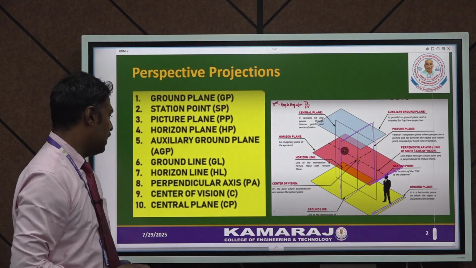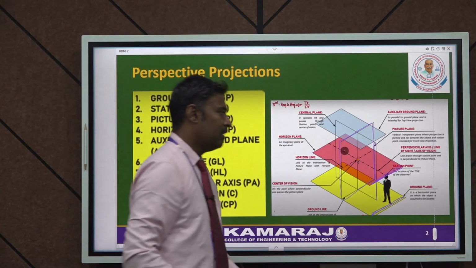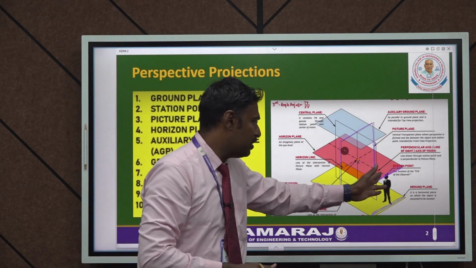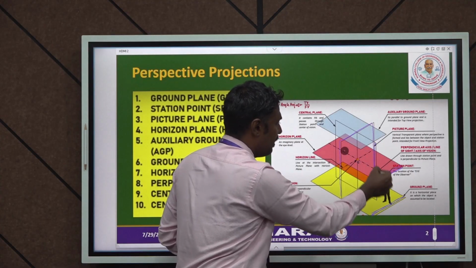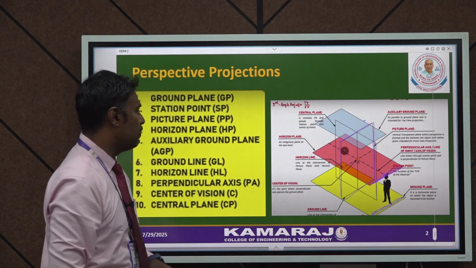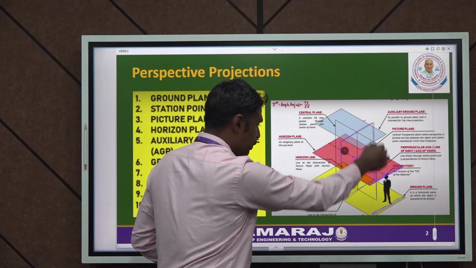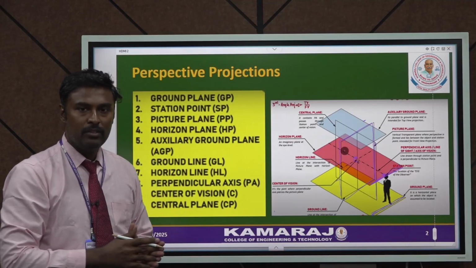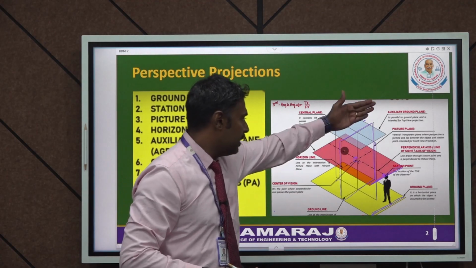So this is HL, and this is your perpendicular axis. If a picture plane is divided into two halves, that is the plane of the observer. The perpendicular axis is always perpendicular to the picture plane, as it is the eye contact of this particular person. That is known as the perpendicular axis, and this point is known as the center of vision. The central plane is the plane formed by this perpendicular axis. So this is the concept. Firstly, I will recall: these are the planes, that is, ground plane, horizontal plane, and picture plane.